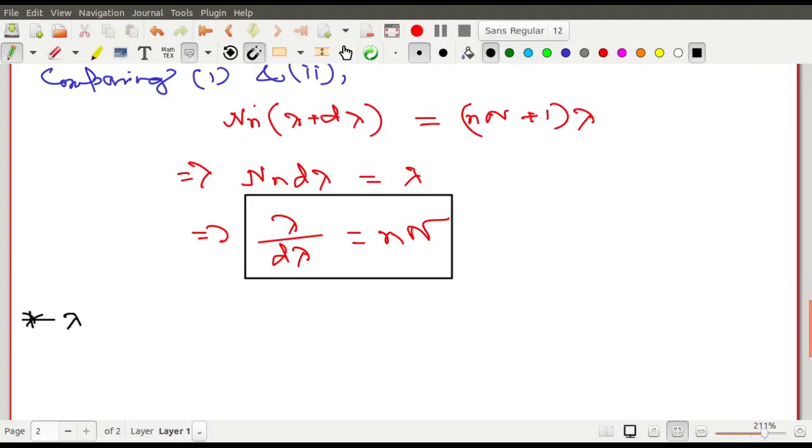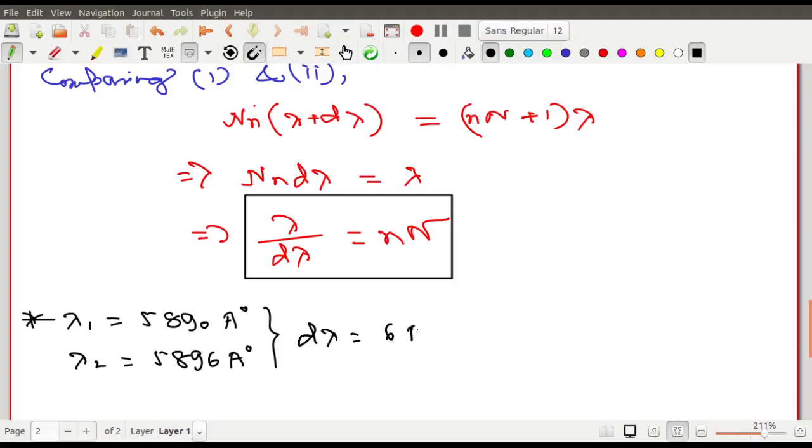Now just let me give you an idea over here. So lambda 1 is 5890 angstrom. These are called the sodium D lines which we usually have in our laboratories, the experiment on resolving power. So lambda 1 and lambda 2 are given to you. So this d lambda is only 6 angstrom.